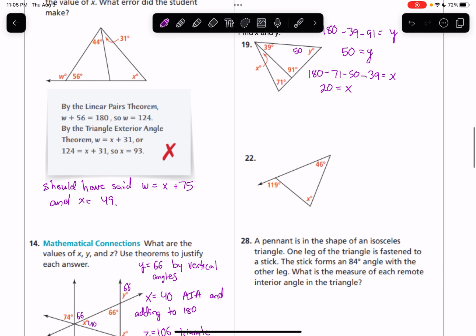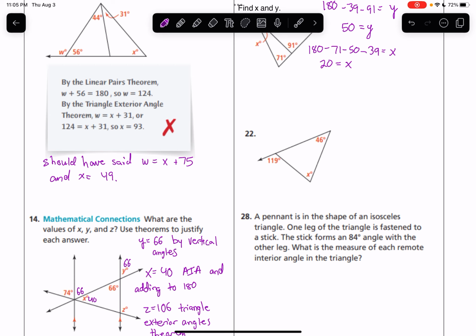Number 22, for finding x here, we have the exterior angle theorem where 119 is equal to the sum of the two remote interior angles that we have there. So 119 is equal to x plus 46. This is a simple one. So x is equal to 73.